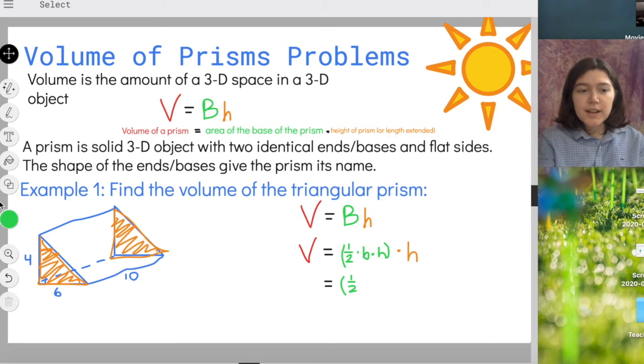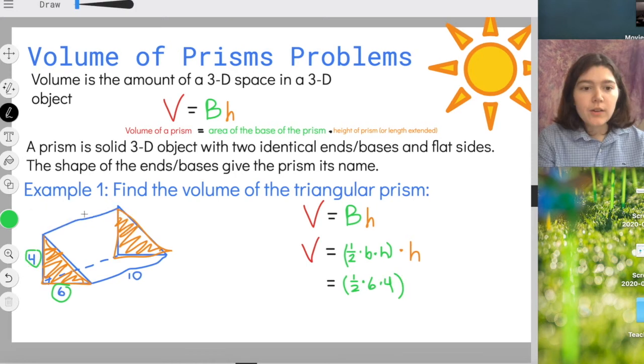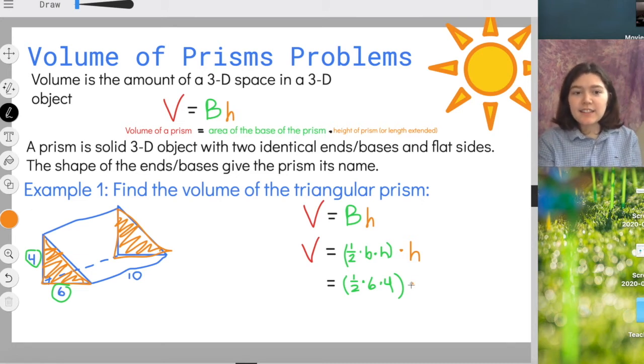Okay, so I have 1/2, and then I need to multiply by the base of the triangle. The base of the triangle here is 6, and then the height of the triangle is going to be 4. And then I'm going to ultimately end up multiplying by the height of the prism, or that length extended, right?